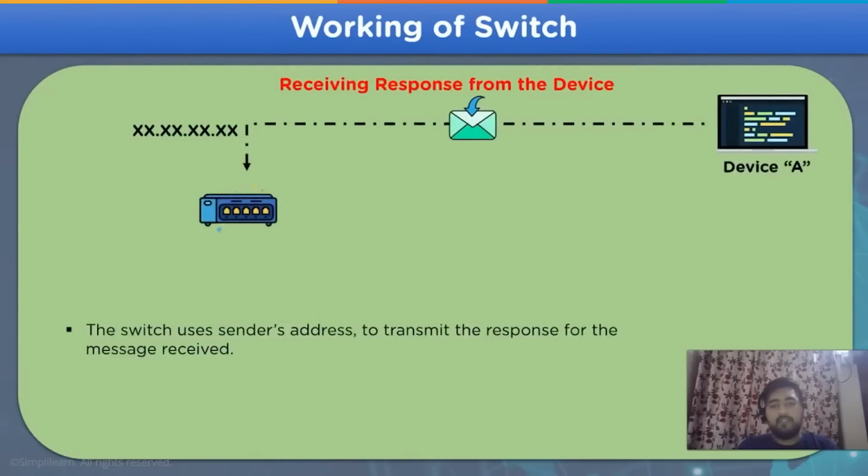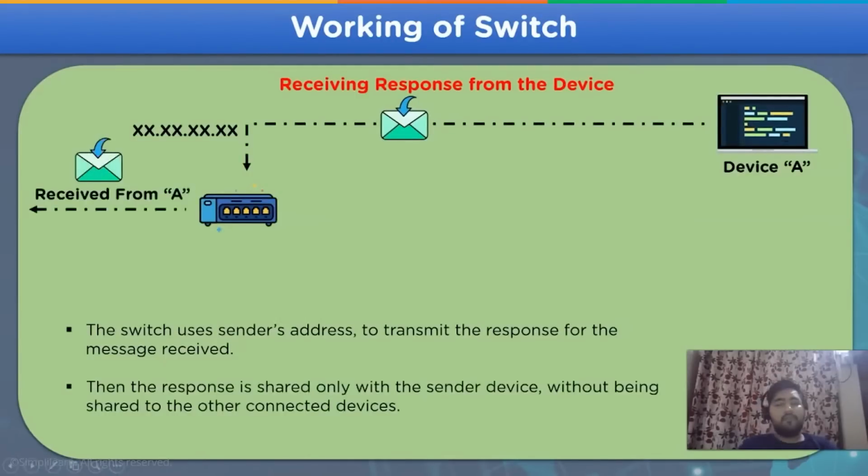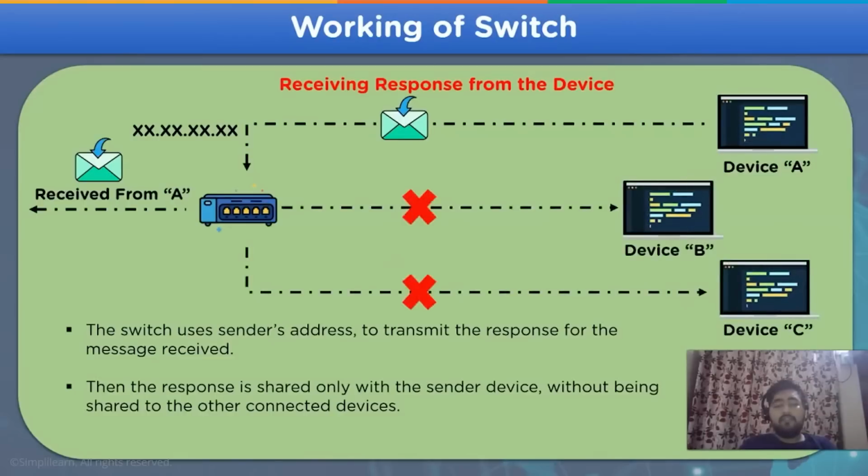Now let's move on to the second scenario, that is receiving a response from the device. In this case, the switch will receive a response from device A, which will be forwarded to the sender's address mentioned in the message. And this will prevent the response from being shared to device B and device C due to the presence of a processing unit in the switch.